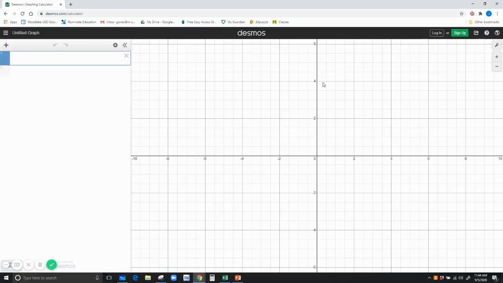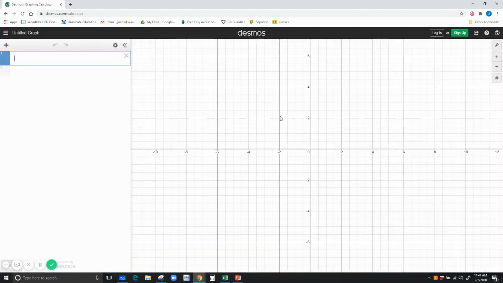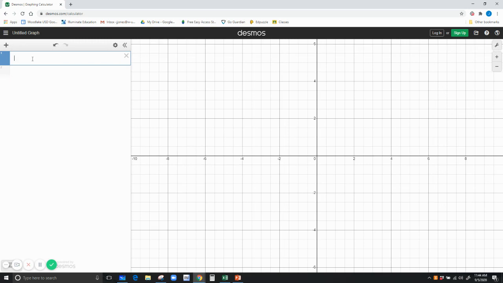And then this is going to open up. And if you scroll in and out, you can get closer and further from your graph. This is the important section over here on the left. You just type in your equations. So I'm going to help you out and type in x squared. There's a couple ways to do it.